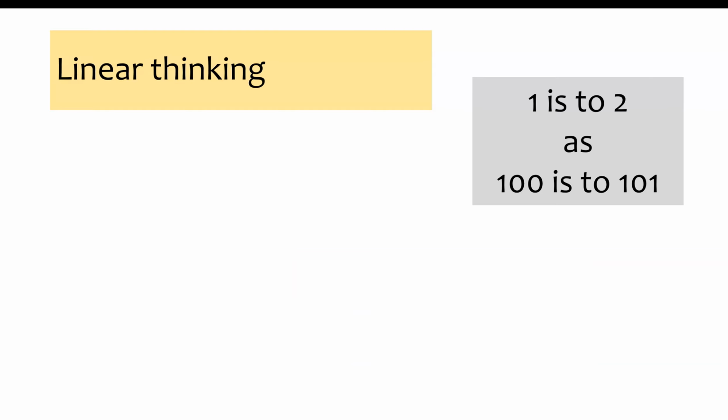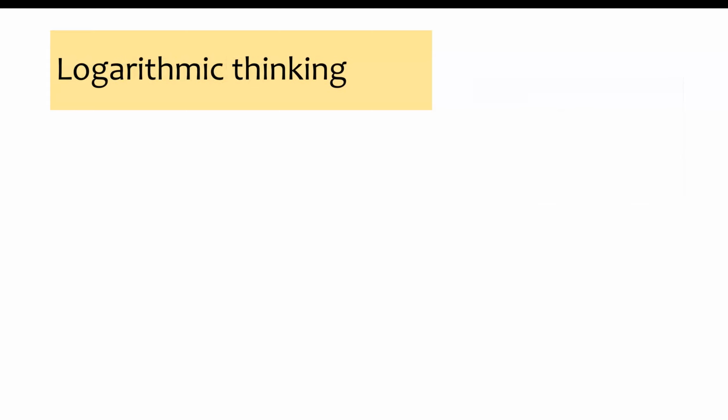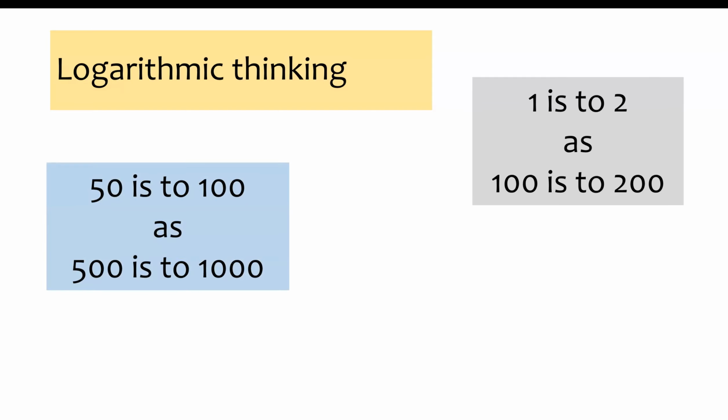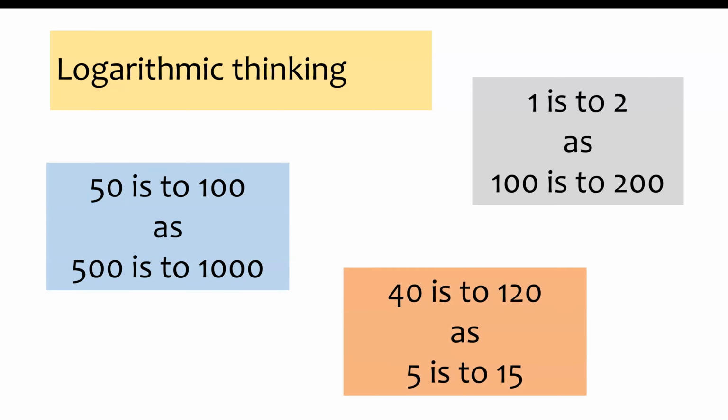But the opposite of this would be logarithmic thinking. So as opposed to 1 is to 2 as 100 is to 101, we'd say 1 is to 2 as 100 is to 200, because just as you've doubled 1 to get 2, you double 100 to get 200. 50 is to 100 as 500 is to 1,000. We're doubling again. Here, we're just tripling, right? 40 is to 120 as 5 is to 15. This is an example of logarithmic or proportional scaling.